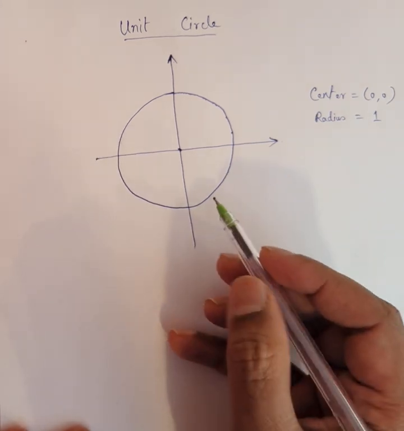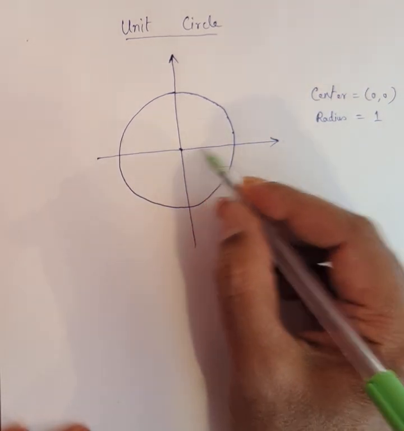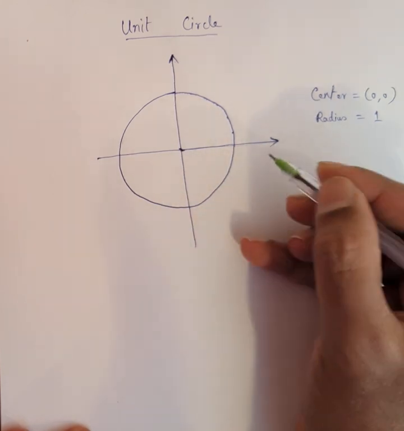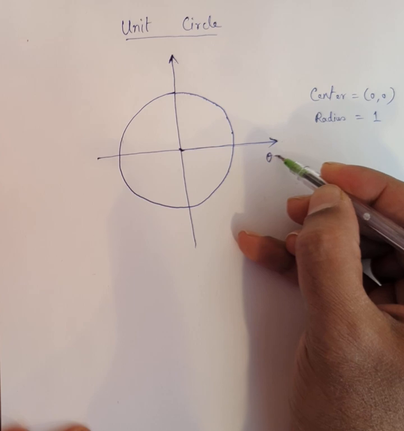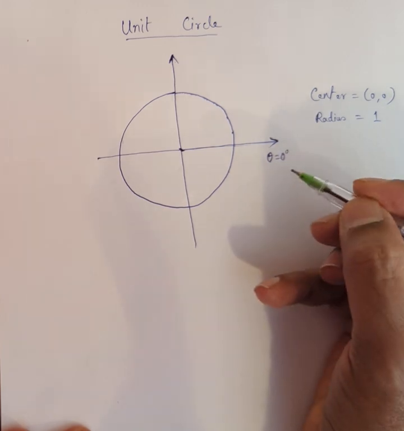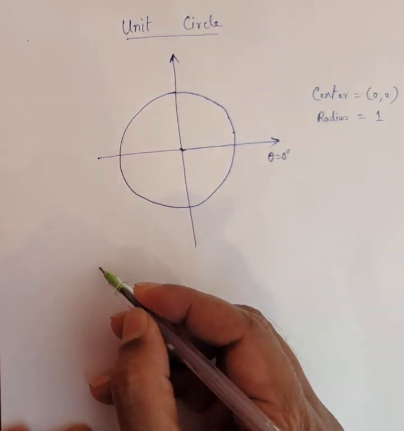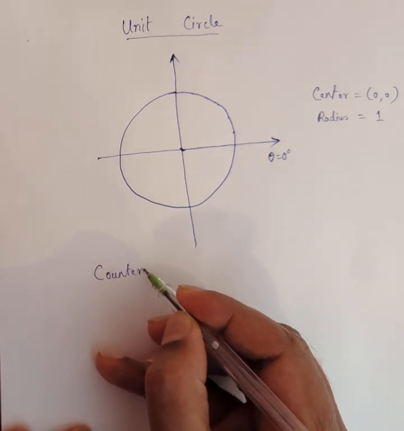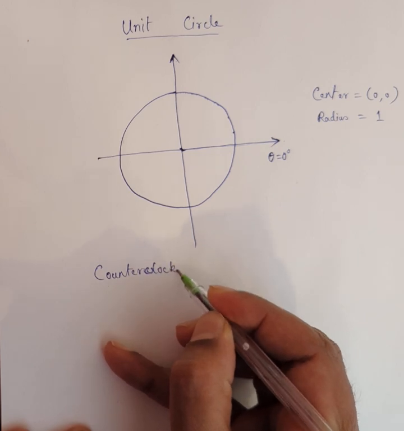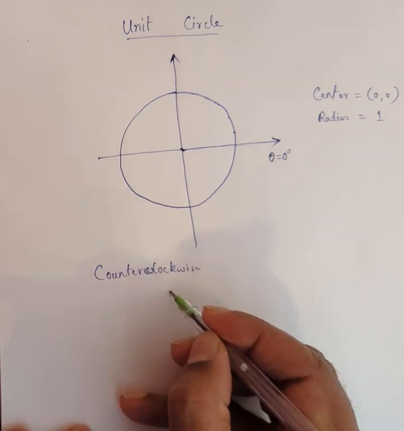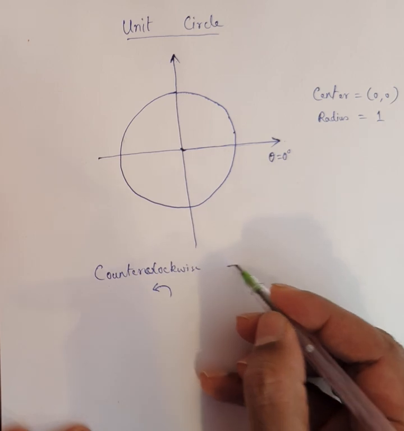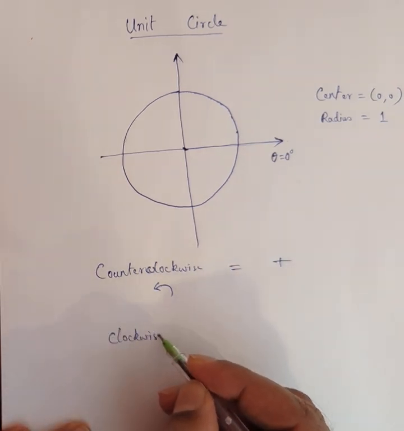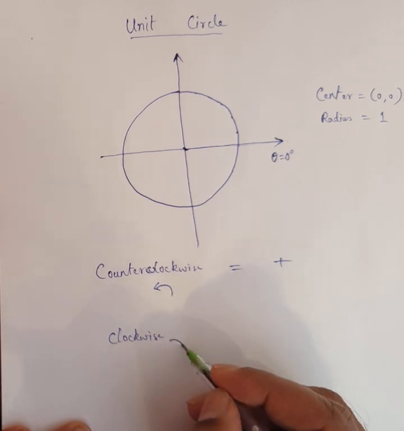We measure the angle with respect to the positive x-axis. So for positive x-axis itself, we say that this is theta equals 0 degrees. And every counterclockwise rotation is considered as a positive angle. So counterclockwise, meaning going this way, is positive, whereas clockwise rotations are considered negative. So clockwise go this way.